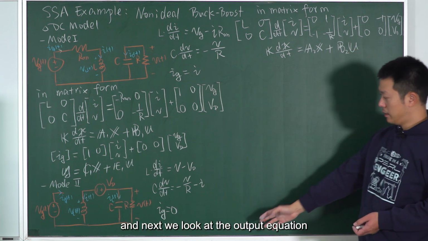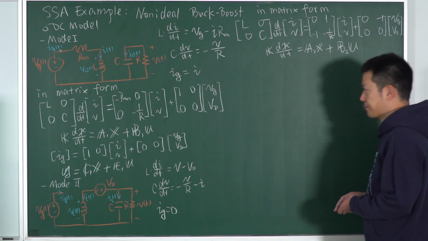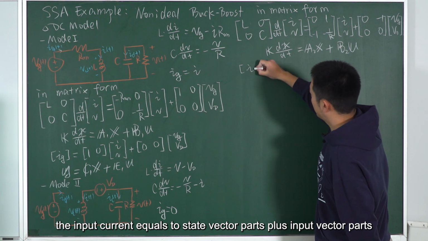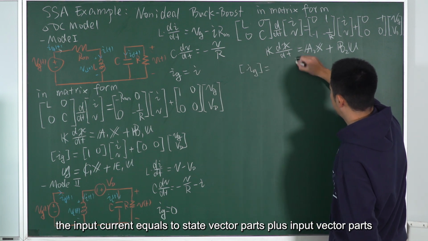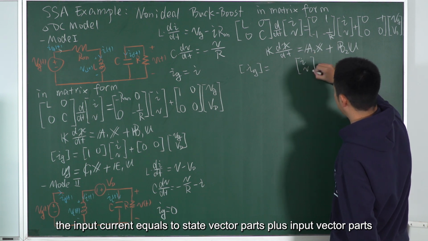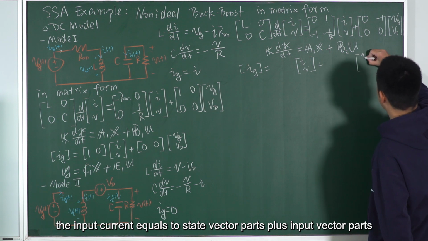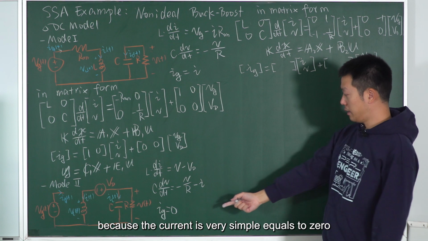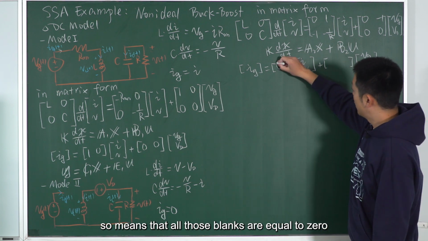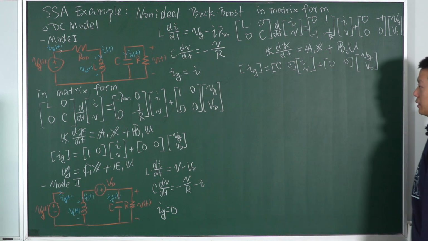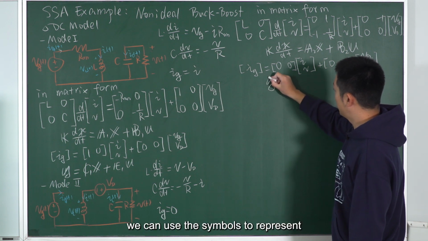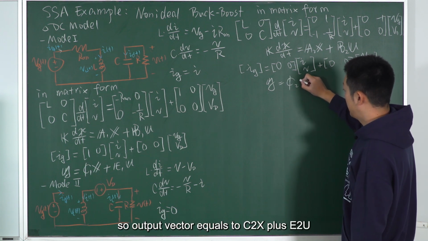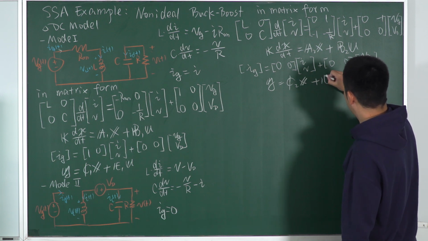And next, we look at the output equation. So this one can also be expressed in matrix format. The input current equals state vector parts plus input vector parts. Because the current is very simple, equal to 0, it means that all those blanks are equal to 0. So for this one, we can use the symbol to represent it. The output vector equals C2 x plus E2 U.